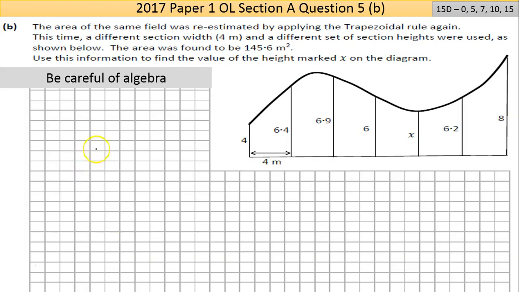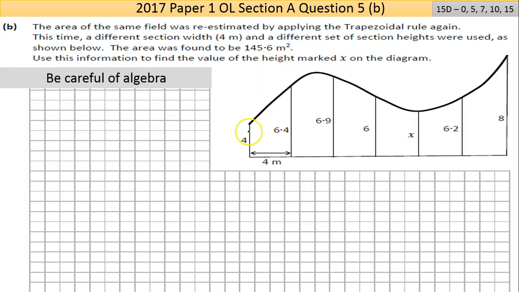Now, the next thing of part B here is a 15-mark scale, 15D, so there's a low partial, mid partial, high partial of 10, and full marks of 15. Now, let's read through. The area of the same field was re-estimated by applying the trapezoidal rule again. This time, a different section width of 4 meters, so the interval here is changed, and a different set of section heights were used, as shown below. The area was found to be 145.6 meters squared. Use this information to find the value of the height marked x.